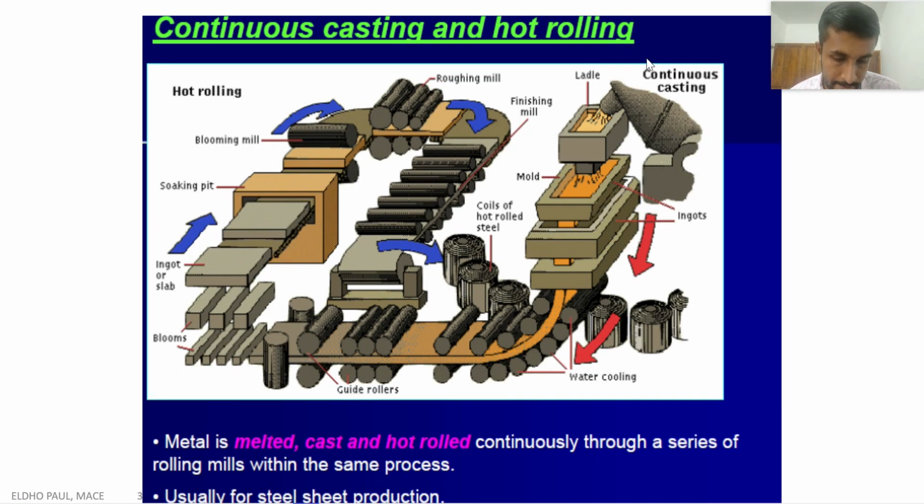Initially, we do continuous casting. After continuous casting, we get the ingot, and this is passing in this direction. Here we do some soaking pit, then the blooming mill. Then after that, we get semi-finished products from the rough mill. Finally, after rolling, we get the coiled hot rolled steel.